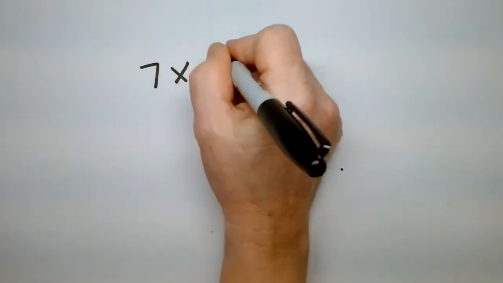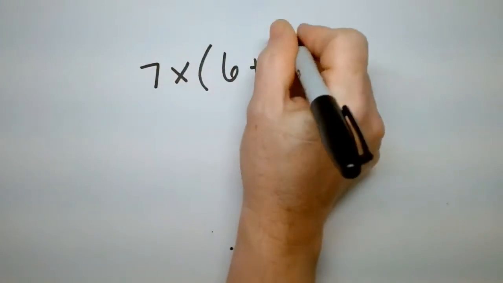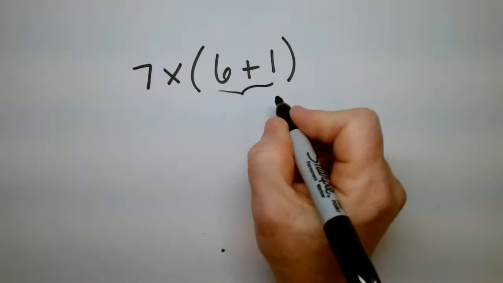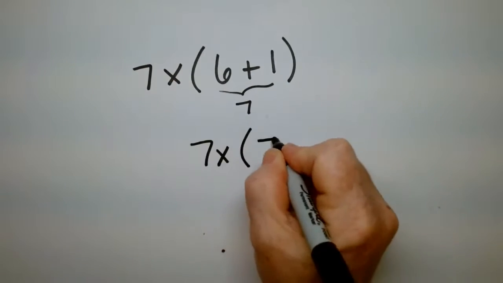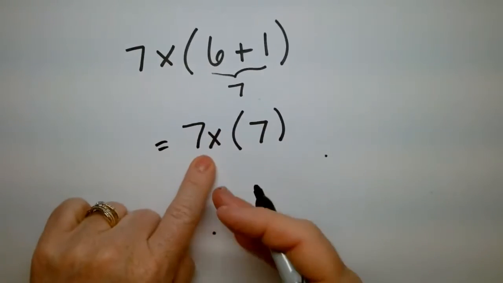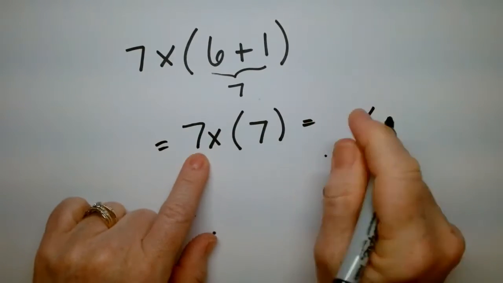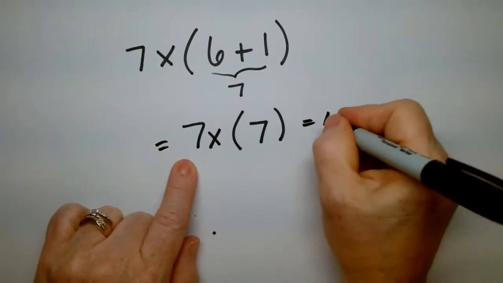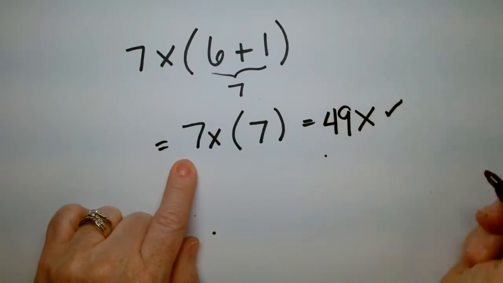Let's do another one. 7x times 6 plus 1. Let's just make this 6 plus 1, that's a 7. x times 7, what does that equal? Well, we can't do anything with the x, so that comes along for the ride. 7 times 7, that is 49.